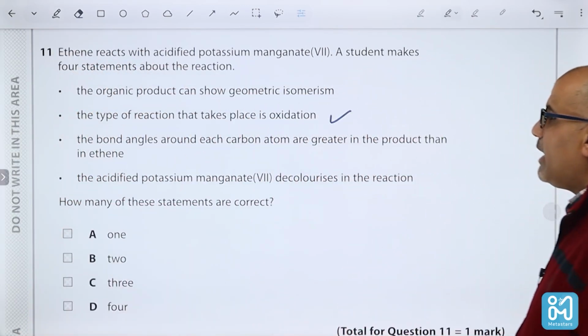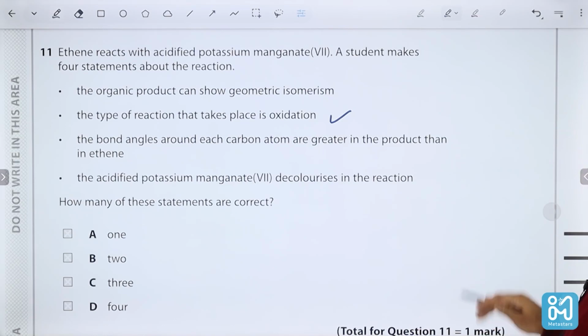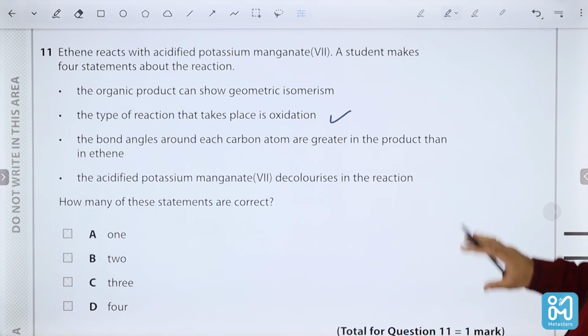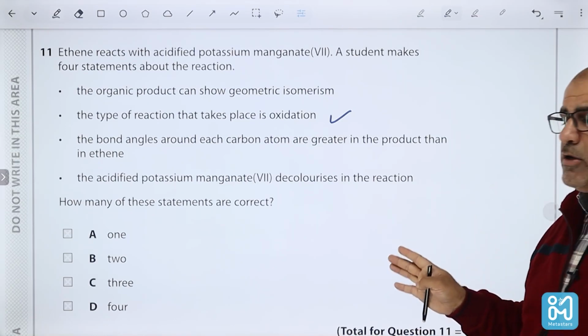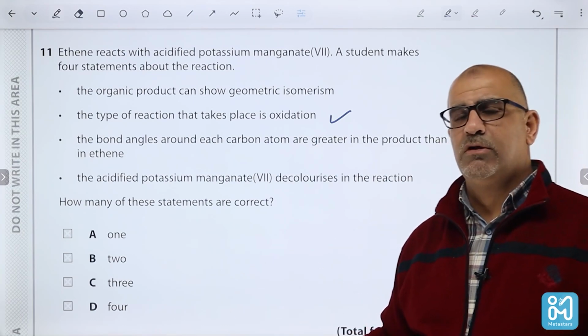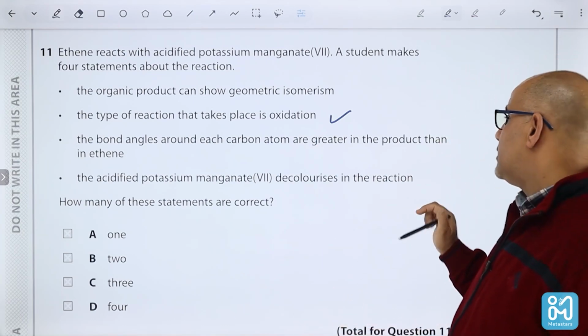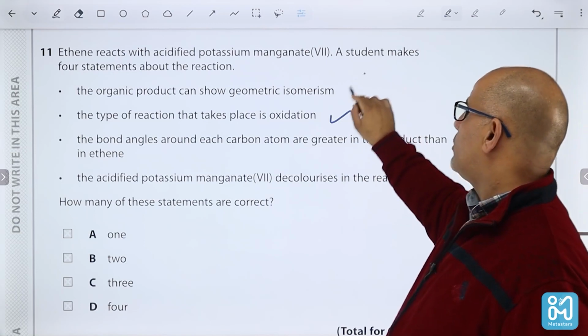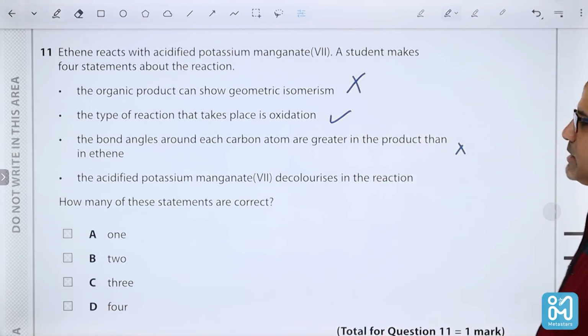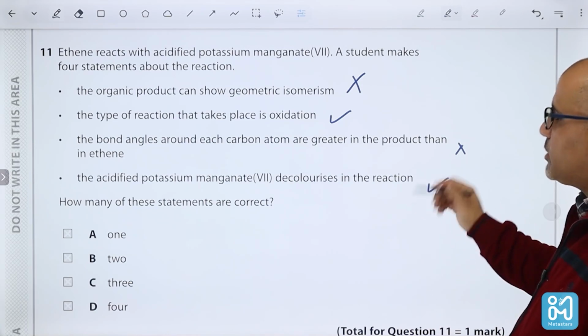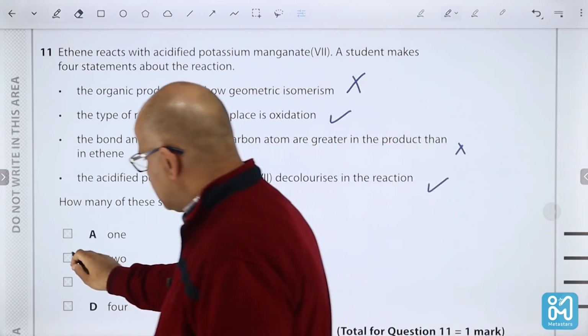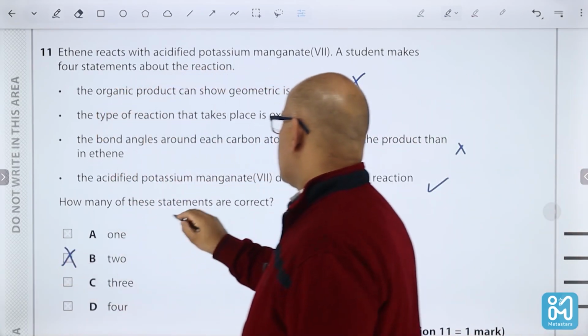And the bond angles around each carbon atom are greater in the product. It is converted from trigonal planar, which is 120, to 109 in a tetrahedral. So that's wrong. The acidified potassium manganate(VII) decolorizes in this reaction. So we have 2 sentences which are correct.